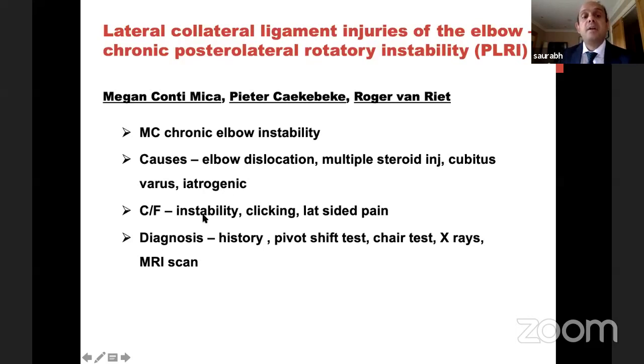Clinical features: the patient will complain of lateral side pain, clicking, and instability. Test-wise, a common test is when they're trying to get up from a chair, they get instability, or the pivot shift test. Now remember, if I do the pivot shift with the patient awake, it is only positive in 30-40%. It's hard to elicit this test with the patient awake.